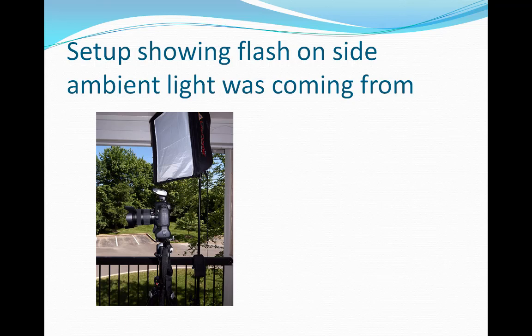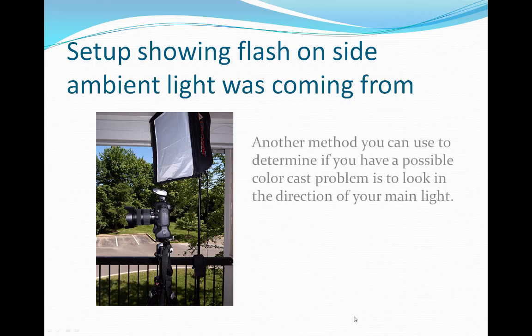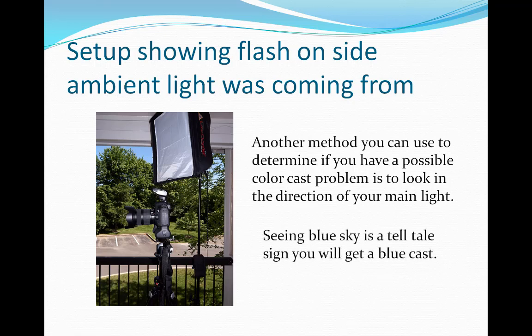So on the side that the blue cast is coming from, I put the flash on that side to overpower it. Another method you can use to determine if you have a possible color cast problem is to look in the direction of your main light source. And if you see blue sky, it's a telltale sign that you will be getting a blue cast. If you don't have an Expo Disc, you can just look up at the light source, and if it's blue sky, you're going to get blue.